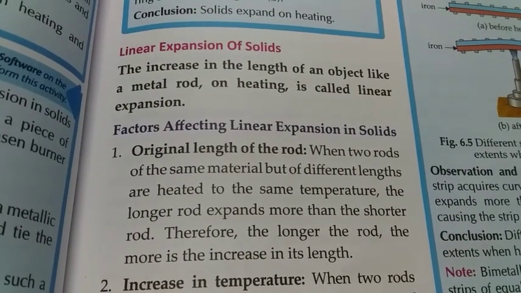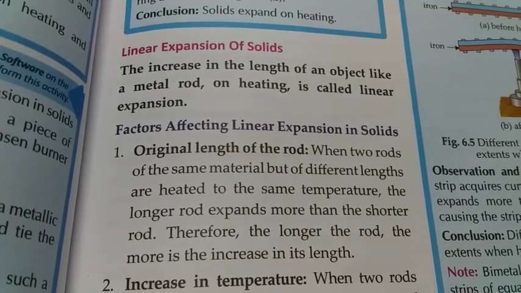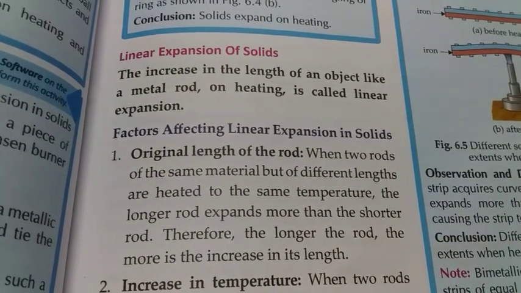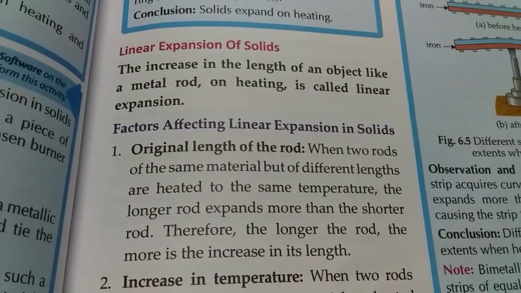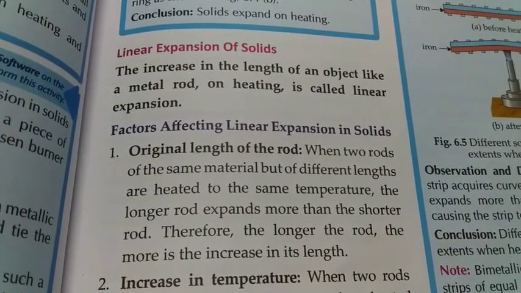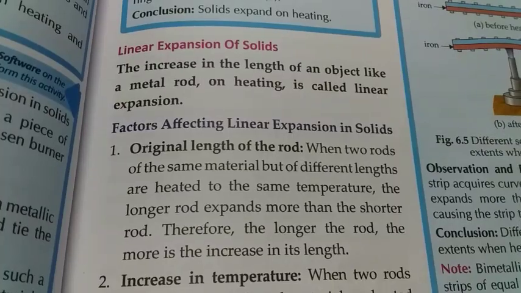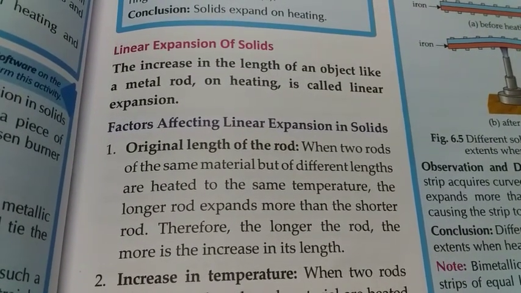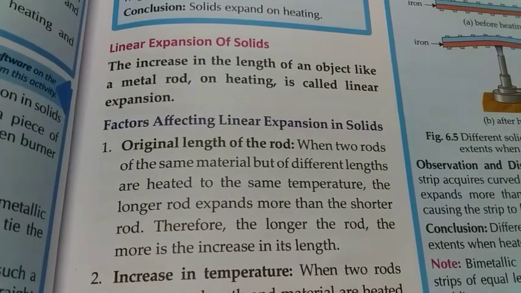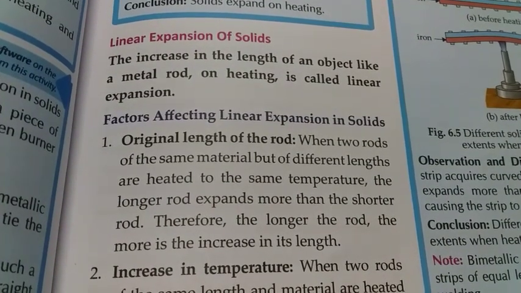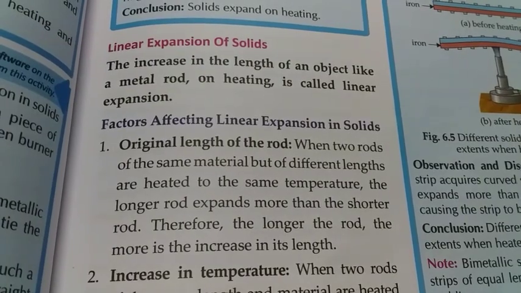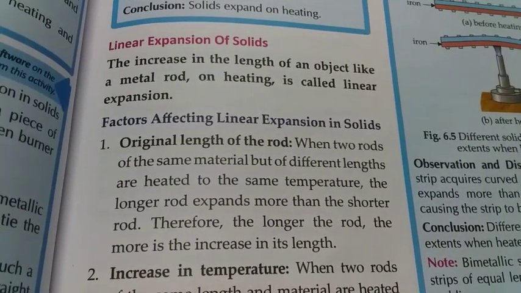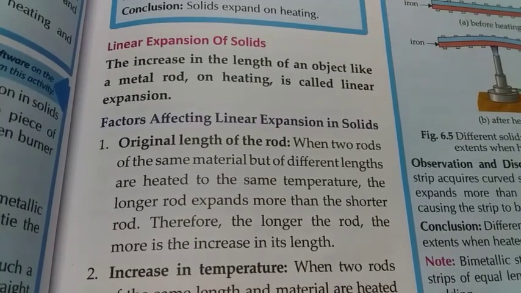Let us suppose that there are two rods and they are of the same material, but their lengths are different and they are heated to the same temperature. Material is same, temperature is same, but lengths are different. So what happens? The longer rod will expand more than the shorter rod. So longer the rod, more is increase in its length.